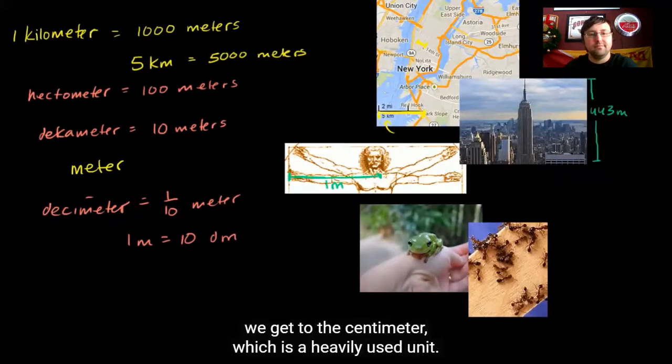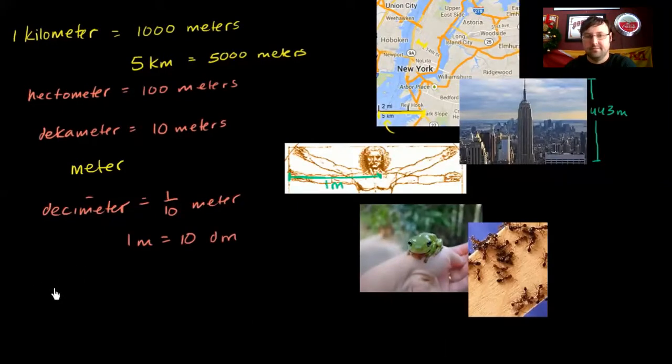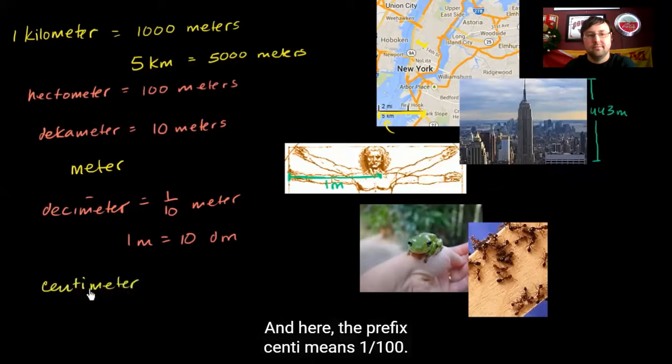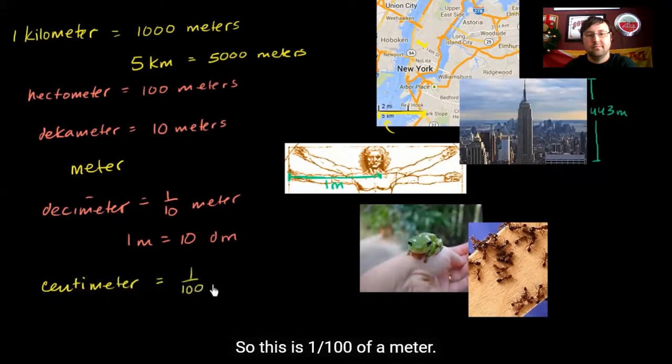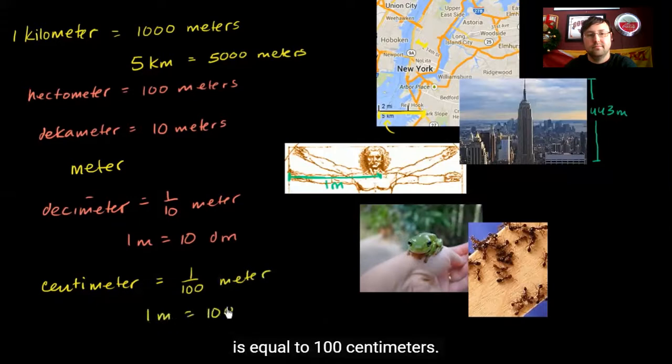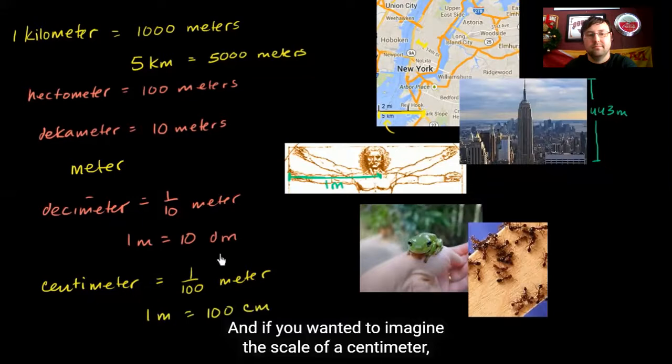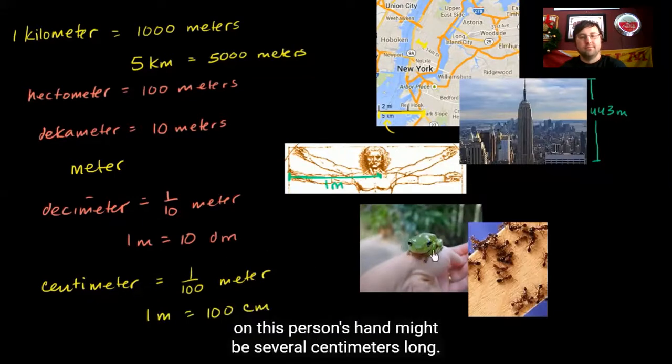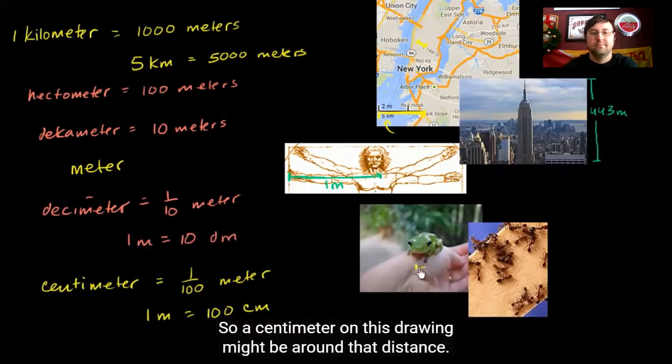Once again, this is not so typically used, but if we go 1 scale even below that, we get to the centimeter, which is a heavily used unit. Here the prefix centi means 1/100th. So this is 1/100th of a meter. Another way of thinking about it, 1 meter is equal to 100 centimeters. And if you wanted to imagine the scale of a centimeter, you could imagine this frog right over here on this person's hand might be several centimeters long. So a centimeter on this drawing might be around that distance.